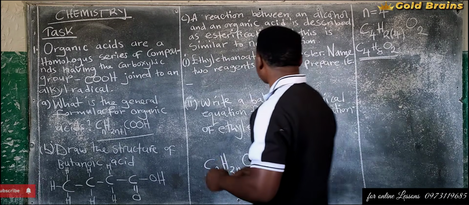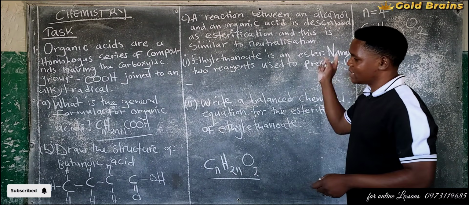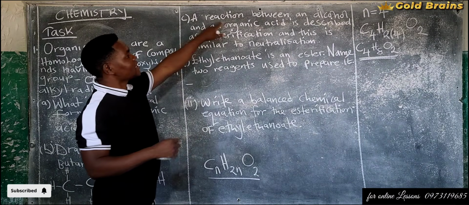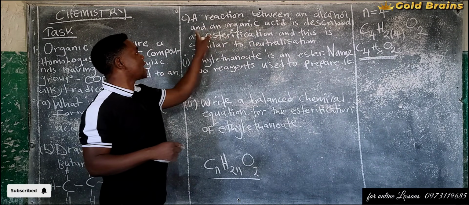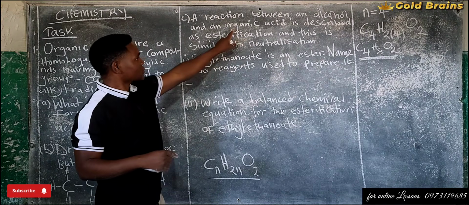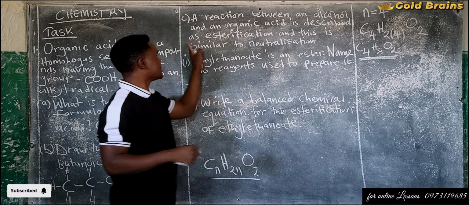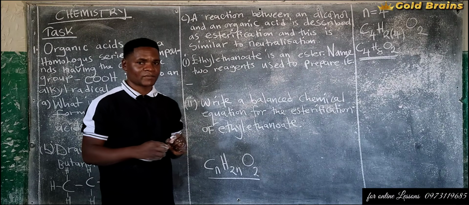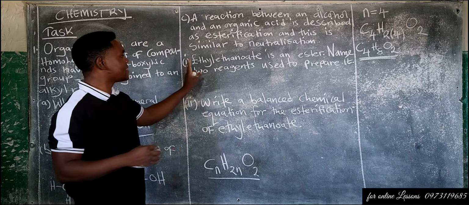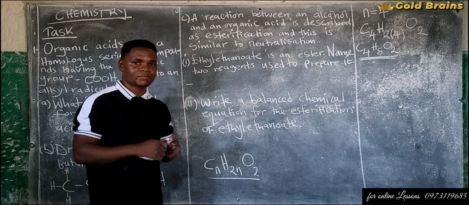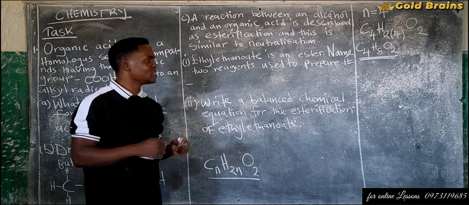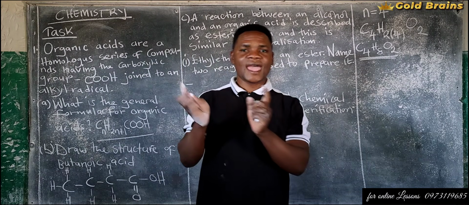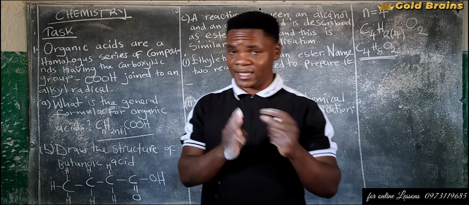Okay, now on part C, they are saying that the reaction between an alcohol and an organic acid is described as esterification, and this is similar to neutralization. Now, they're telling us: ethyl ethanoate is an ester. Name 2 reagents used to prepare it. So, the ethyl ethanoate, as usual, is an ester.